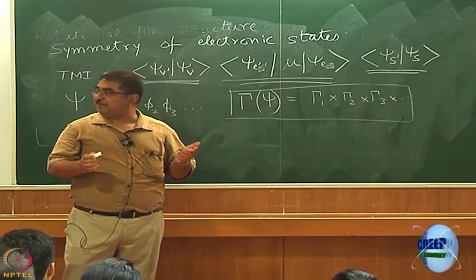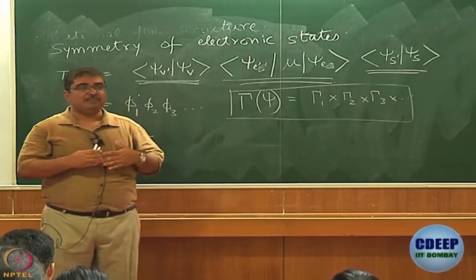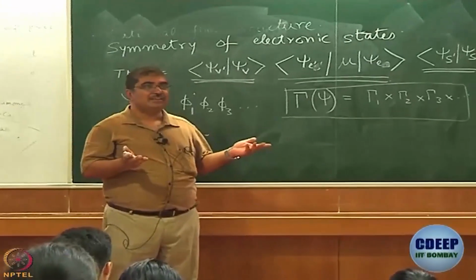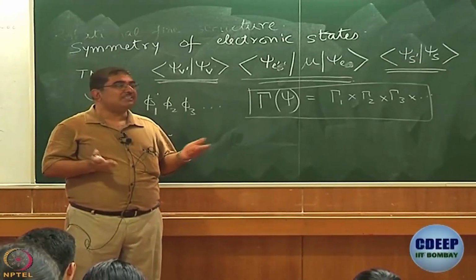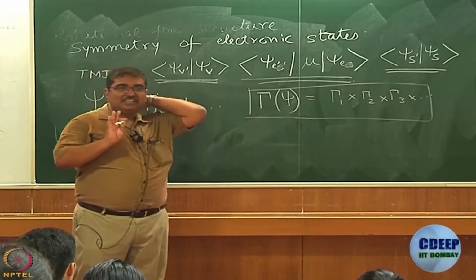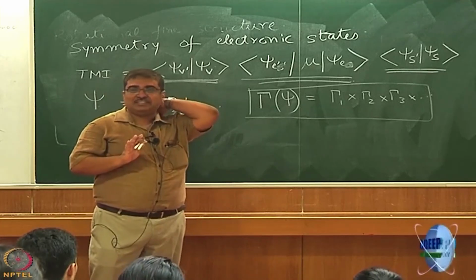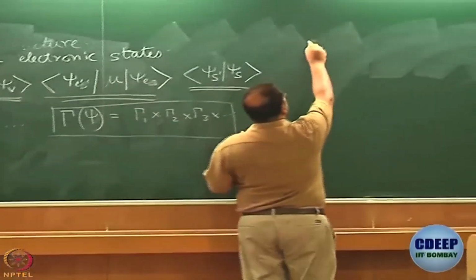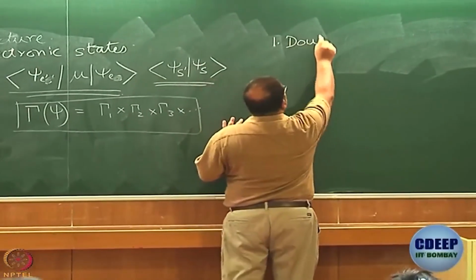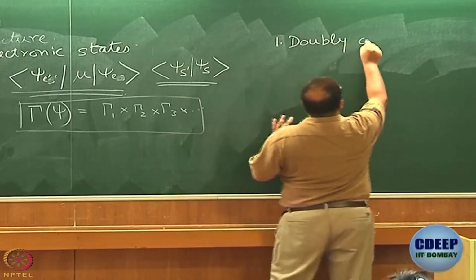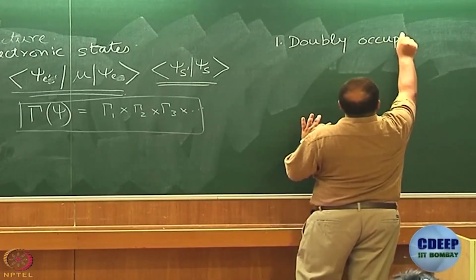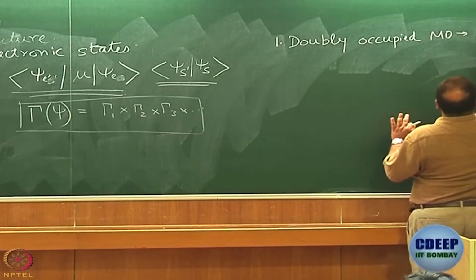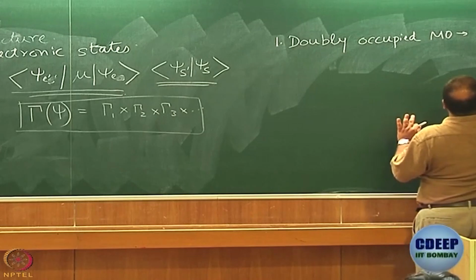What happens when I take a direct product of something with itself, some symmetry species with itself? What do we get? We get the totally symmetric representation. Does that ring a bell? Totally symmetric representation. So, see, fully occupied orbitals, that is rule number 1. Doubly occupied MOs give rise to a totally symmetric representation.